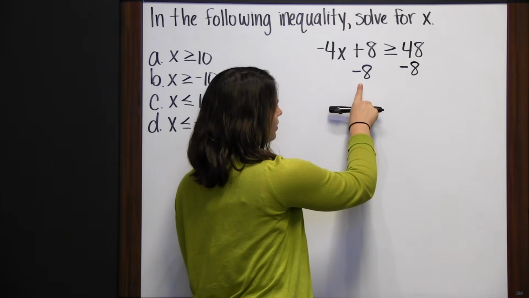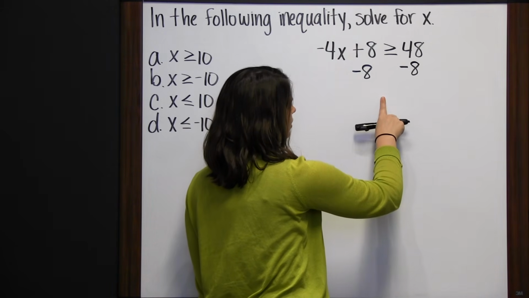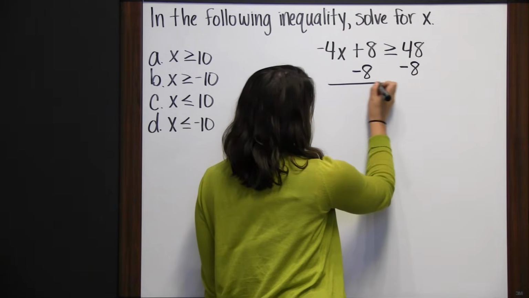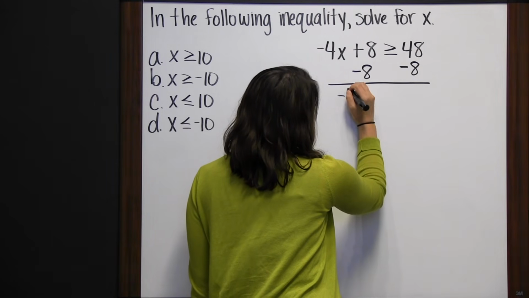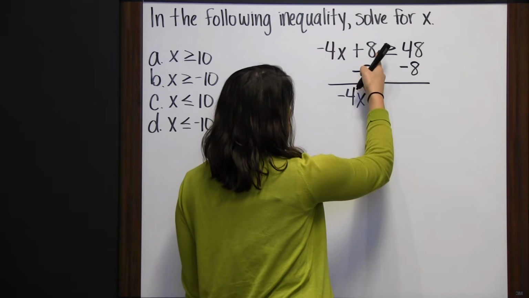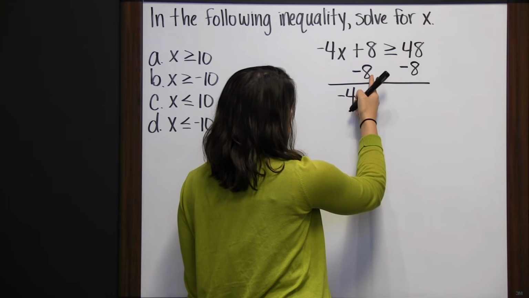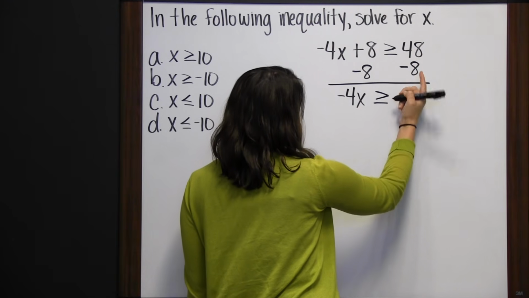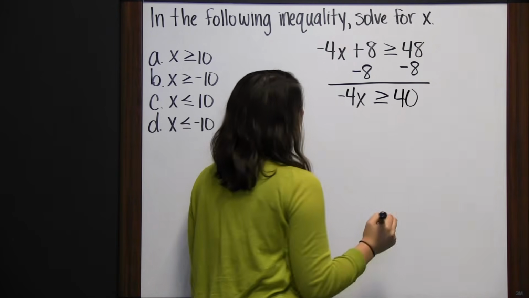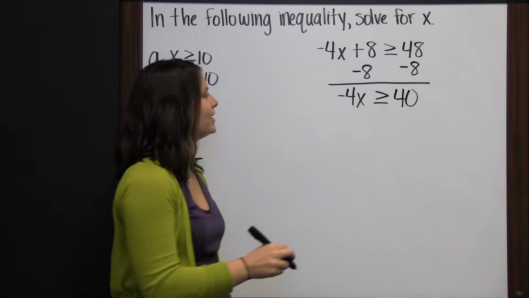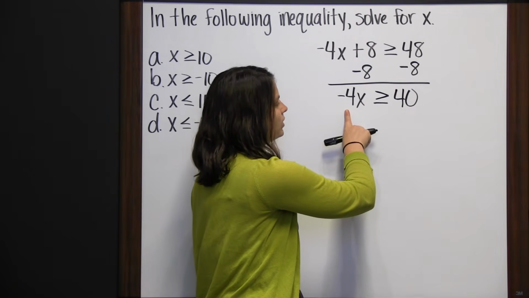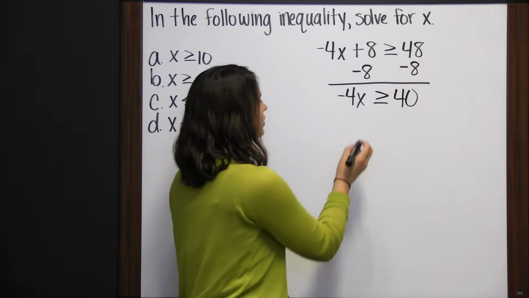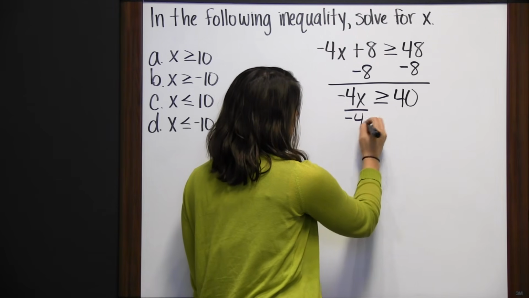And if we subtract 8 from the left side of our inequality symbol, then we must also subtract 8 from the right side to keep it even. So we bring down our negative 4x. A positive 8 minus 8 is 0, is greater than or equal to 48 minus 8 is 40. We're almost done. Now we need to undo negative 4 times x. And the opposite of multiplying by a negative 4 is dividing by a negative 4.